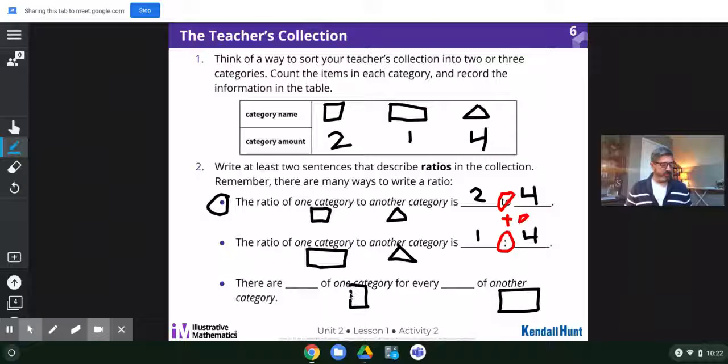So Linus, if you remember when we first started, you showed me 1 circle and 1 square. And we talked about you have 1 circle for every square that you have. So in this instance, we go back to our table. We've got our first category. We've got our first blank. So how many squares do we have?